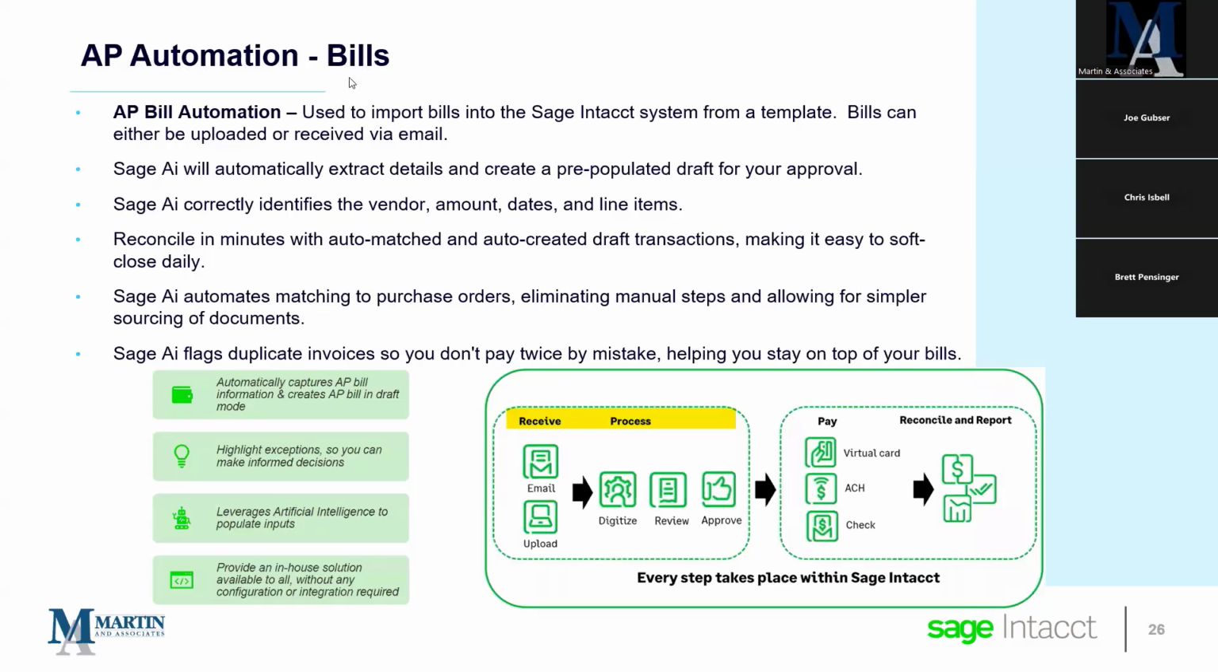AP automation for bills uses Sage AI, so you can either import your bills from a template or via an email. It'll automatically detect the details through Sage AI and create a pre-populated draft for your approval. It'll identify the vendor number, the amount, the dates, the lines, and helps you reconcile in minutes. It automatically will match certain things for you. It's AI. It learns as you're doing this over time, so it gets quicker and faster as it sees the same invoices over and over, with you filling in the missing data. When it puts it in draft mode, you fill in the missing data, post it. It learns from that going forward.